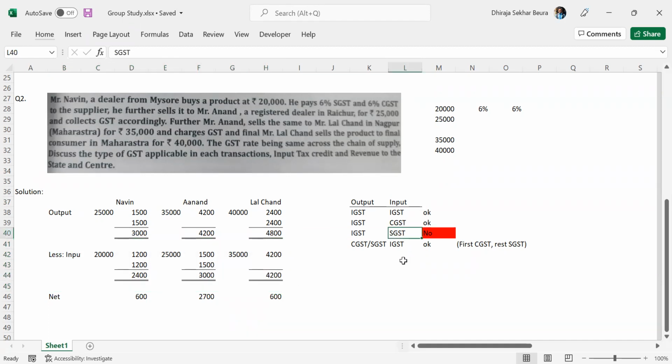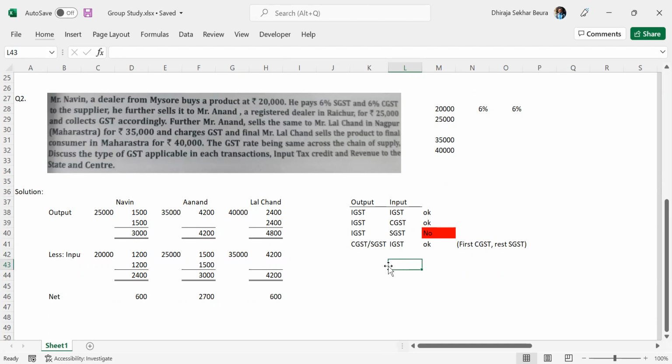See, Saurabh, output is always applicable on the sales part, and input is available as input tax credit. You know ITC, right? Input tax credit is available only on purchases, like credit on your tax when you are purchasing something from some vendor or supplier.